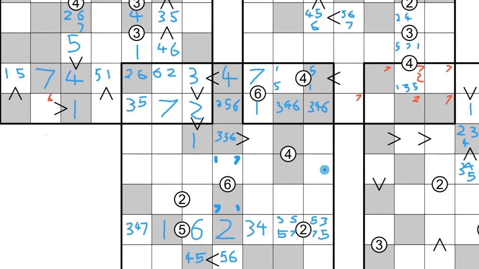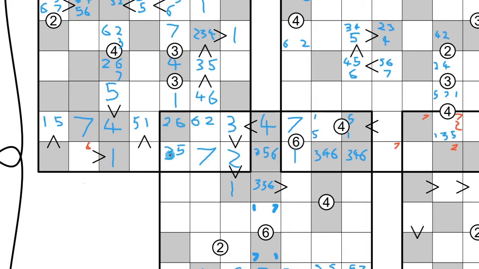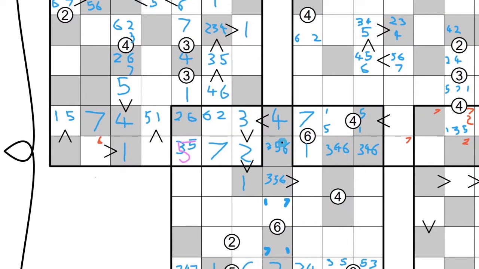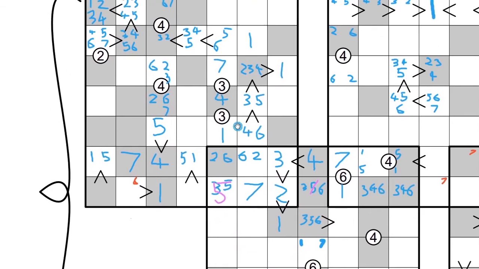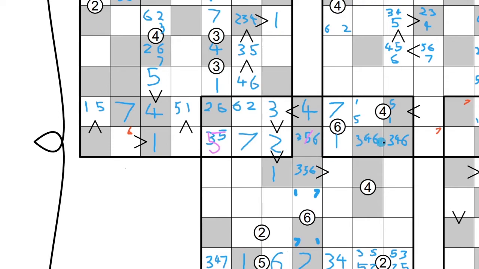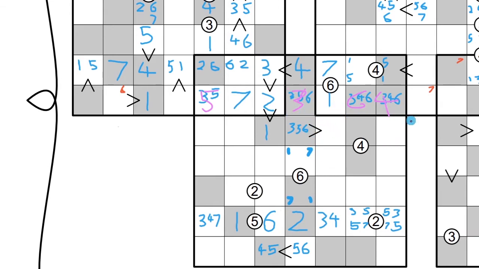What have I filled in recently? I did get some stuff. I really need to figure out where this five goes. Is it there or is it there? If it were there, I'm sure I've already done this. If it were there, it would not be there. So we've got 3, 6, 3, 6, 3, 6. Which is totally fine. We have a 3 here, a 6 there, and a 4 there, or something like that. 3, 6, 4, sure.